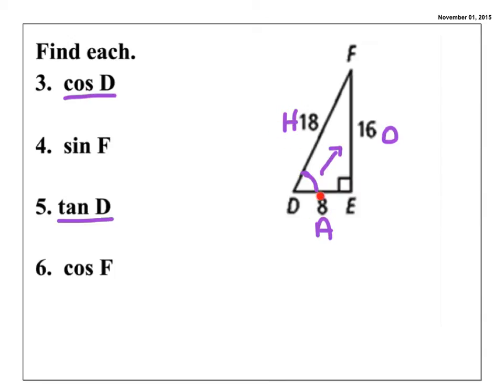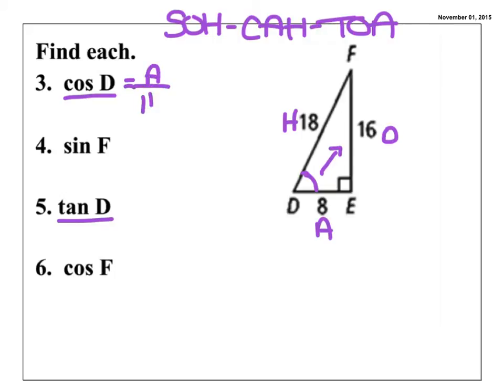And then my adjacent will be my 8 because that side touches the reference angle there but is not the hypotenuse. So that's how I got my adjacent. Now, based on my SOHCAHTOA, which I'm going to write up at the top, I know that for my first one here, for cosine, I need adjacent and hypotenuse. That's the CAH part of SOHCAHTOA. So my adjacent is 8 and my hypotenuse is 18.